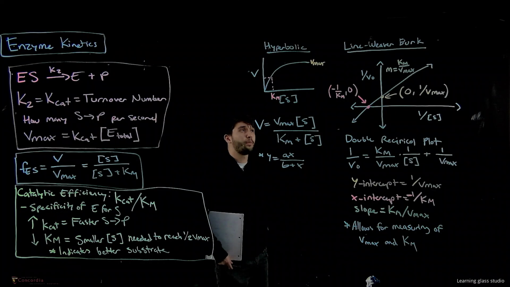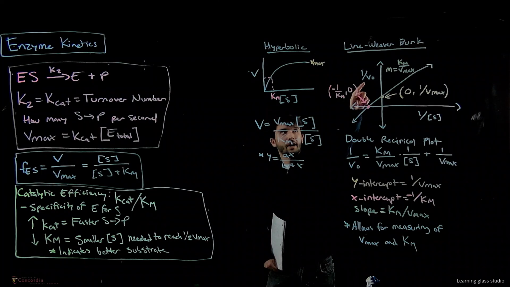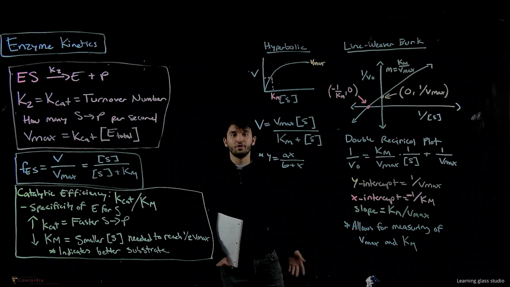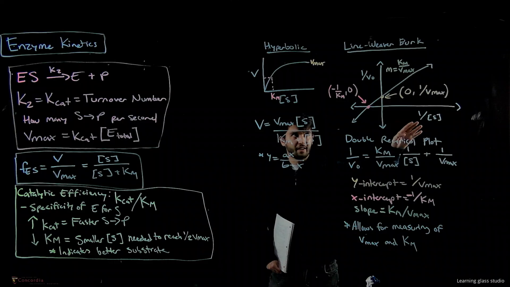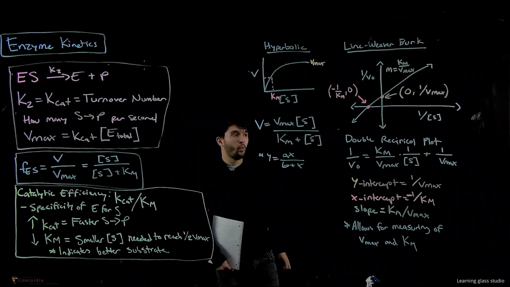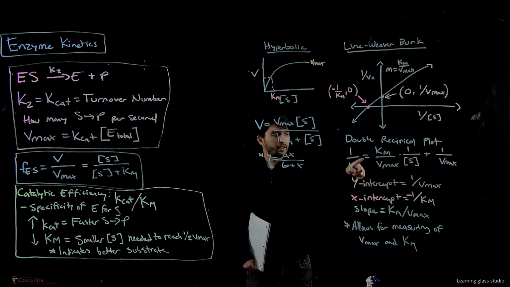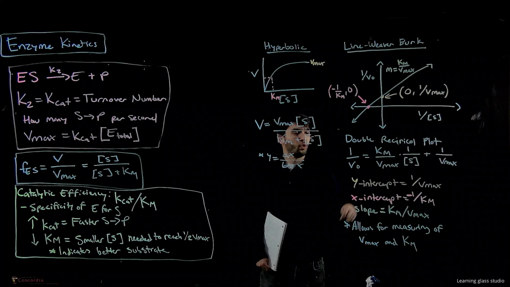It's using a Lineweaver-Burk plot. This is a double reciprocal plot. So instead of using v and substrate concentration, we're using 1 divided by v and 1 divided by the substrate concentration. When we do this, what we actually get is a linear plot. We get a straight line when we graph 1 divided by the substrate concentration on the x-axis, 1 divided by the rate on the y-axis, okay? And the equation for this is 1 divided by the rate is equal to Km divided by Vmax times 1 over the substrate concentration plus 1 over Vmax.